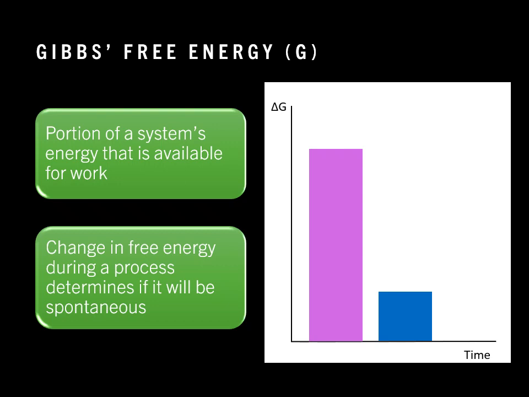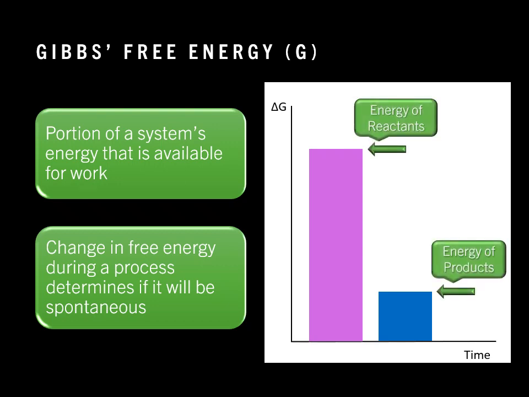We're going to start here with an exergonic reaction, that is one with a net release of energy. On the y-axis of our chart here, we have delta G, and on the x-axis we have time. In our exergonic reaction, the amount of energy stored in the reactants is higher than that in the products, resulting in a release of energy and a negative delta G, telling us that the reaction will be spontaneous.